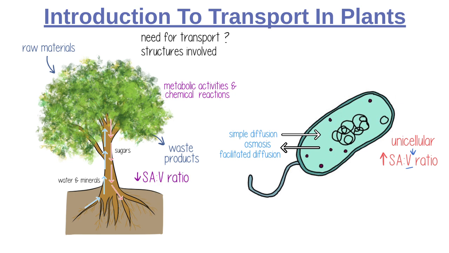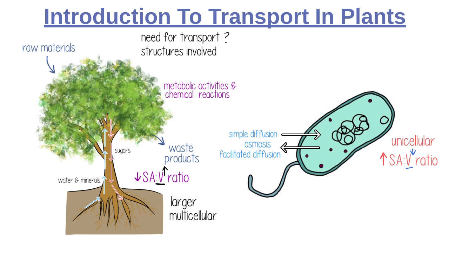Basically, what that means is that their volume increases, whereas their surface area does not increase in the same proportion. And so, diffusion alone cannot provide metabolic raw materials fast enough for these organisms. All organisms that are larger and multicellular in nature therefore require a transport system to carry essential raw materials to and waste products from target cells so that they can carry out their metabolic activities.